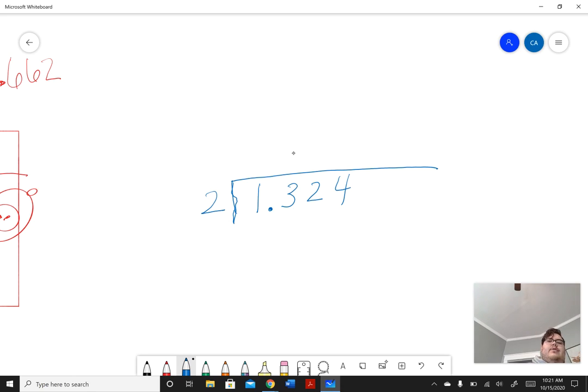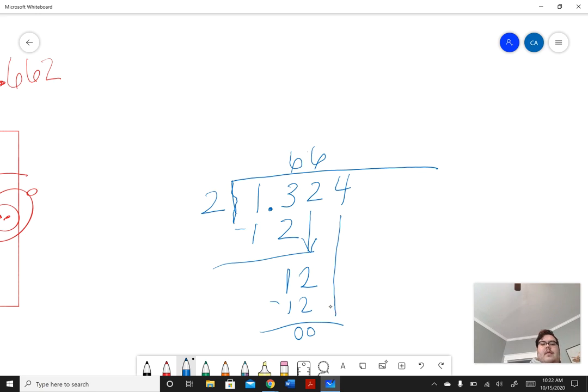I can take 6 groups of 2 out of 13 tenths, which is 12, and be left over with 1. I'm going to pull down my 2 because we can't do anything with that 1. Got to move it over to the next place value. That becomes 10 hundredths. 10 hundredths plus 2 hundredths is 12 hundredths. How many times can I make a group of 2 out of 12? Well, I know I can make it 6 times. And so when I take that out, I'm taking out 12, and I'm left with 0.